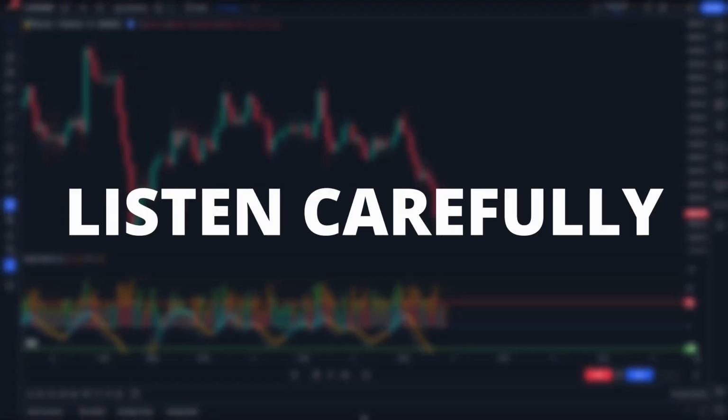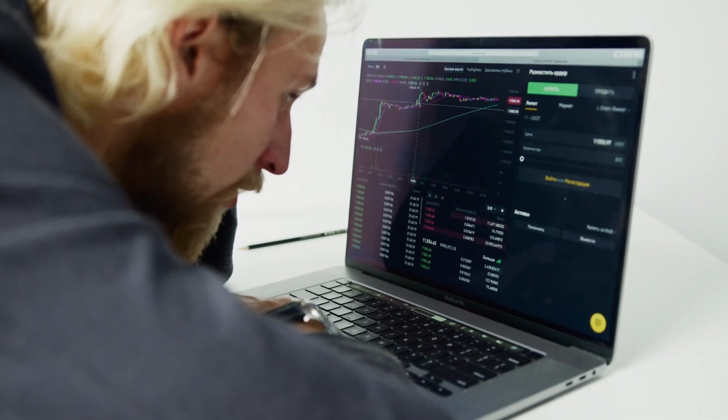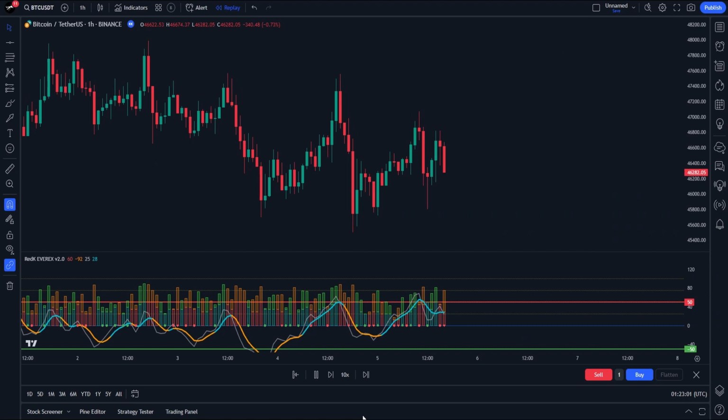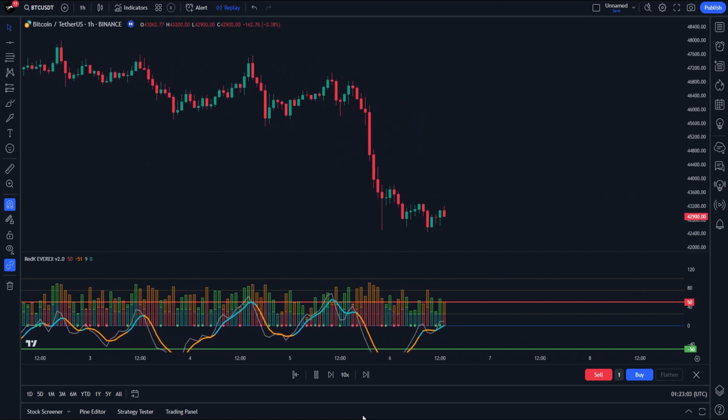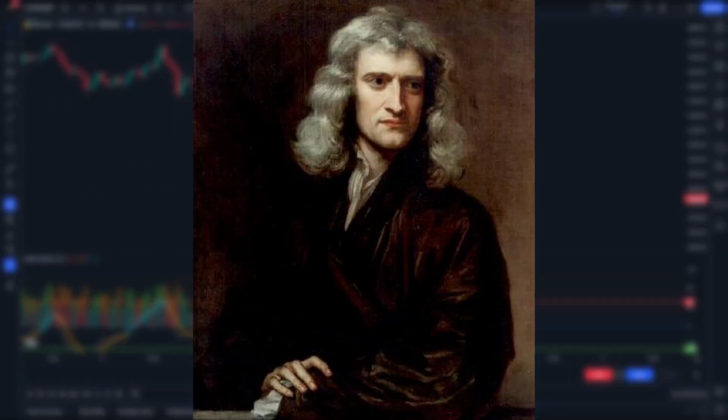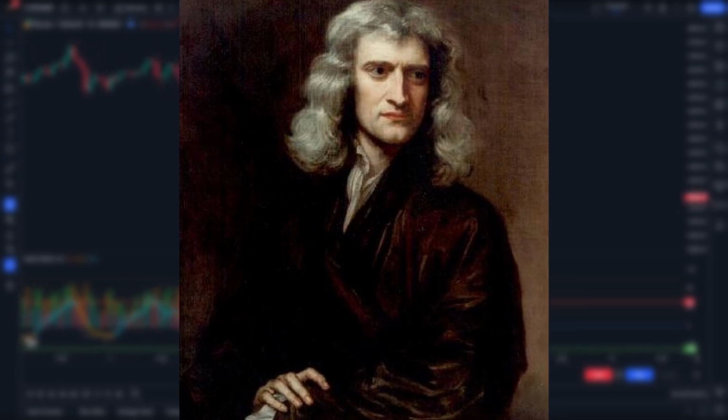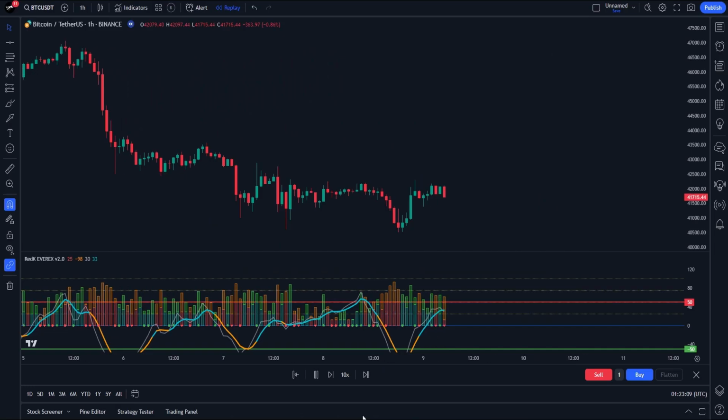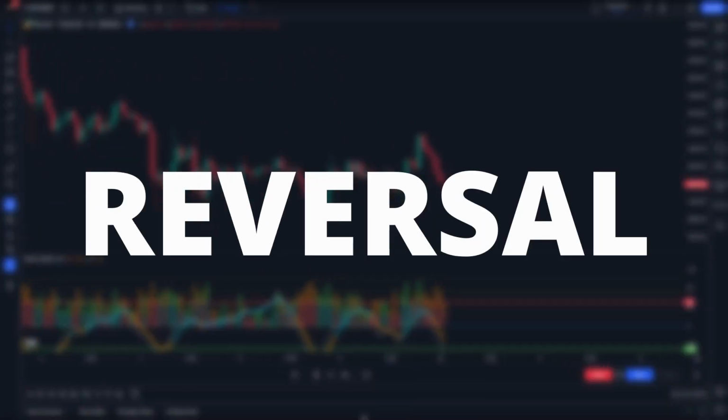Here's a secret. Listen carefully. Many successful traders follow the trend to maximize their profits. However, it's crucial to note that trends don't last forever. Just as Newton's law states that every action has an equal and opposite reaction, every trend eventually experiences a reversal.